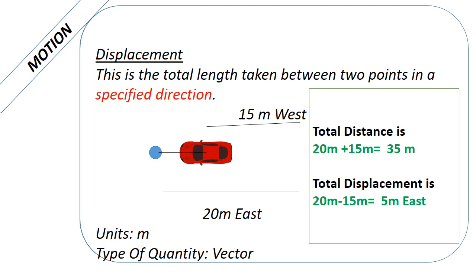Note that I've added east. Why? Because from the starting point, the direction where the car is, is to the east. So that's how to state displacement.